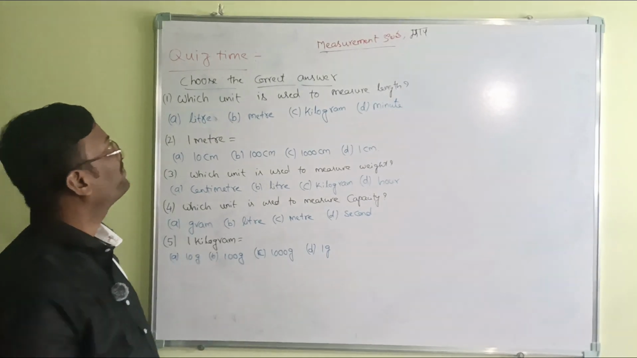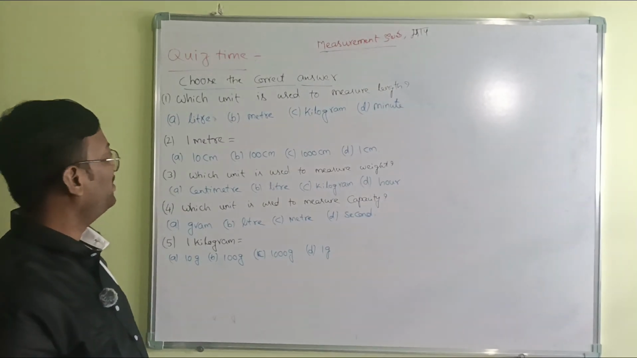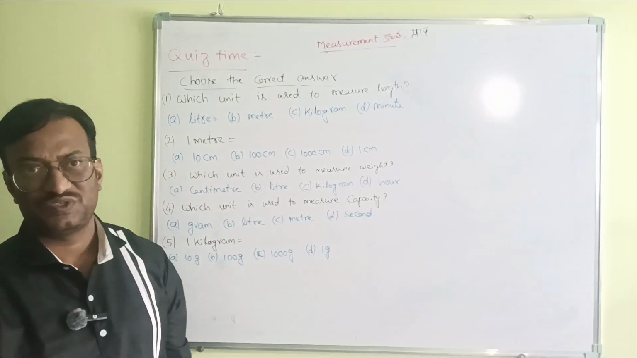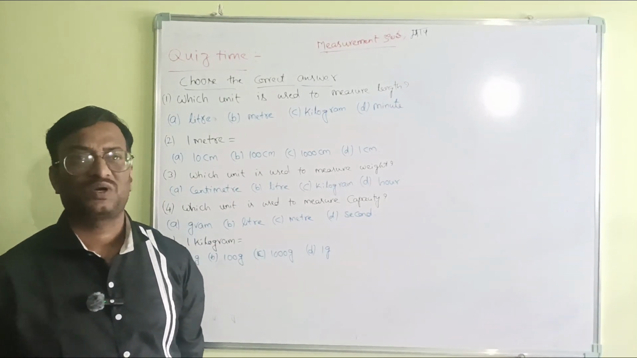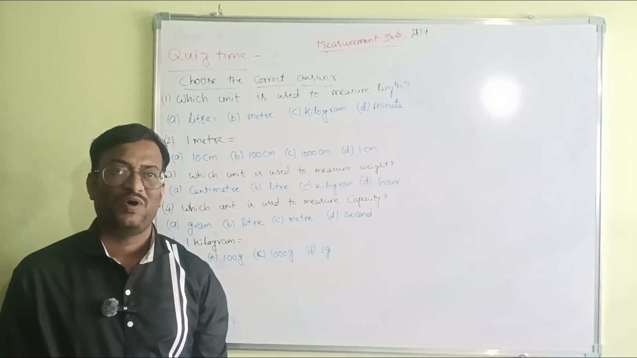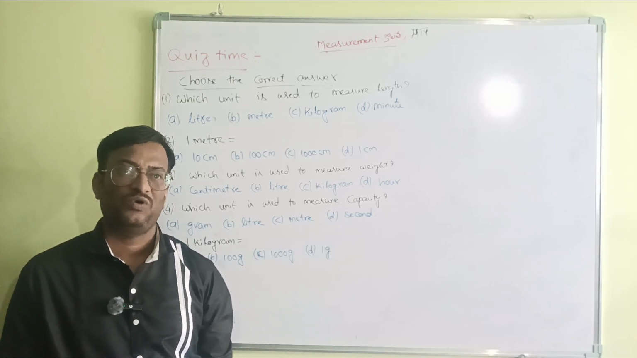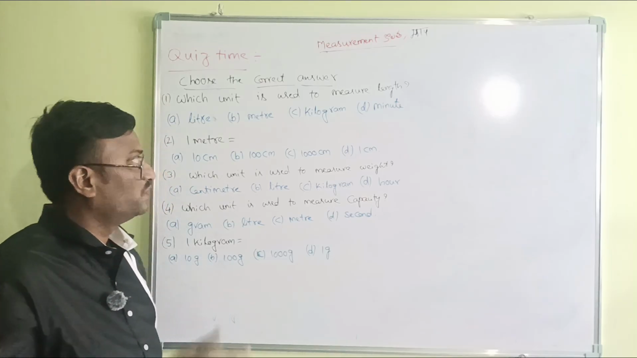It's quiz time. Choose the correct answer. I have given 5. Choose the best answers. You try yourselves. Pause the video. Try yourself. 1, 2, 3, 4 and 5. Come on, let's do it.